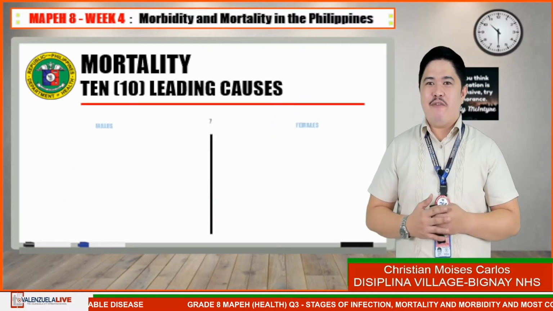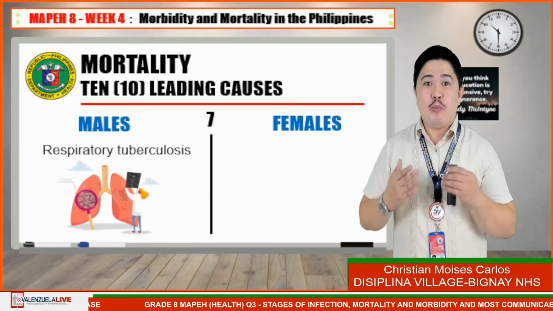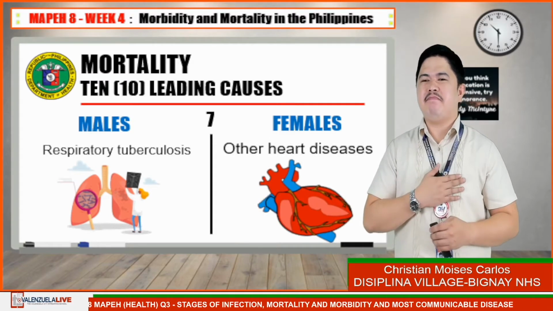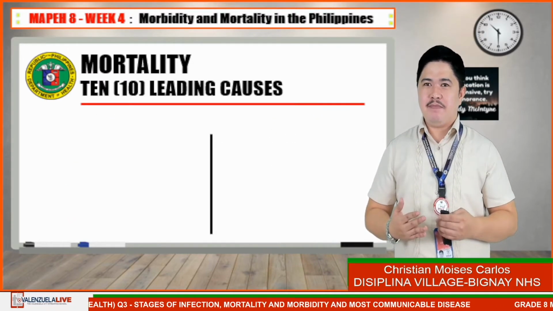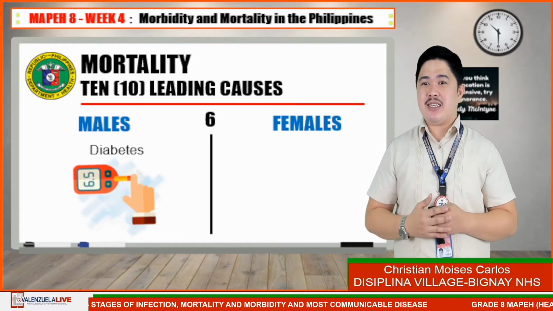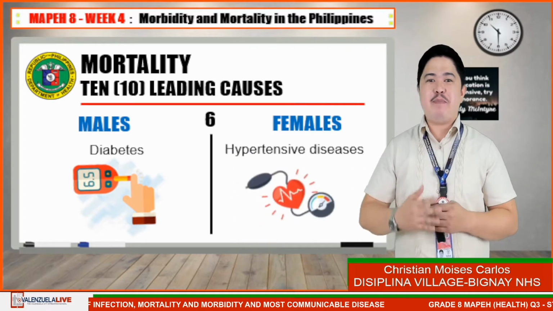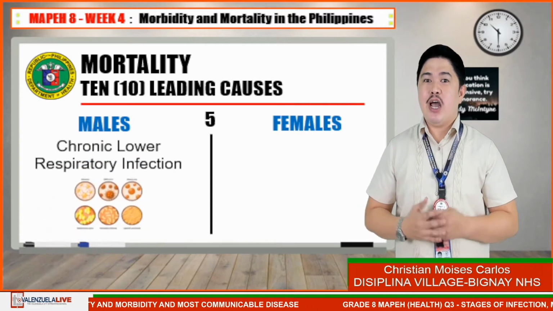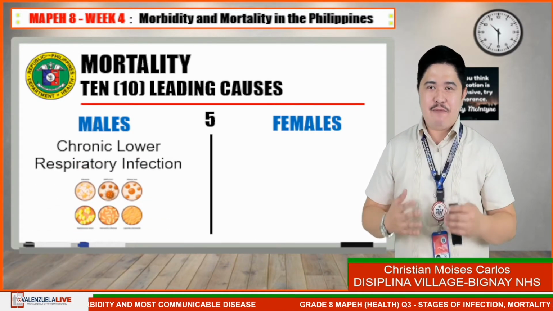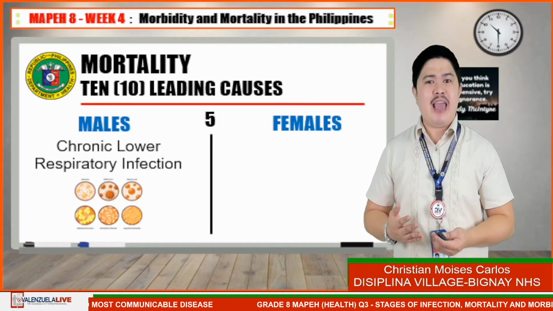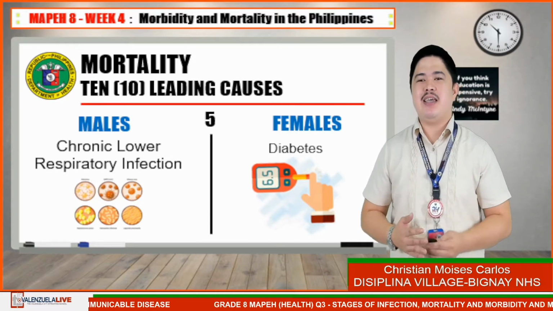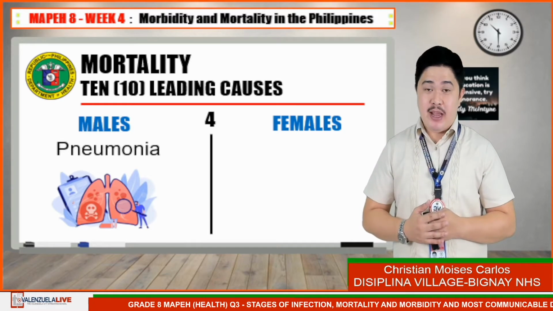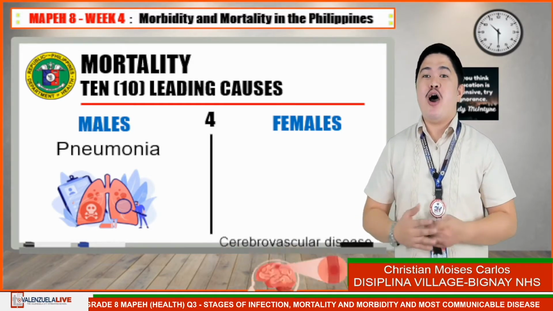Number 7, for males, respiratory tuberculosis, while in females is other heart disease. Number 6, for males is diabetes, while in females is hypertensive diseases. Number 5, for males, chronic lower respiratory infection, while in females they have diabetes. Number 4, for males is pneumonia, while in females is cerebrovascular disease.